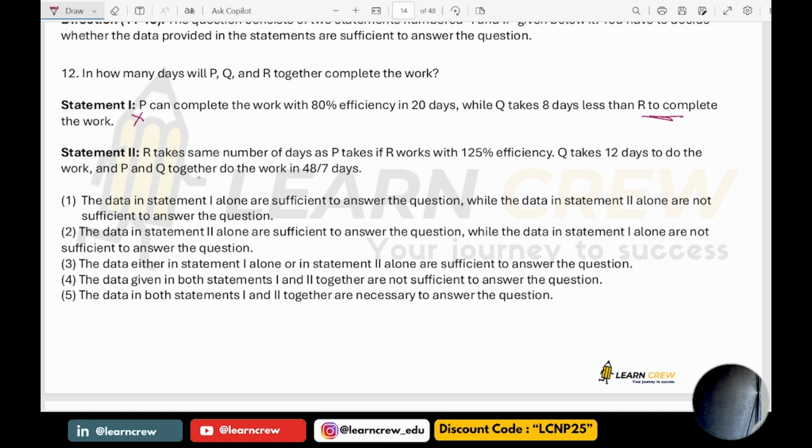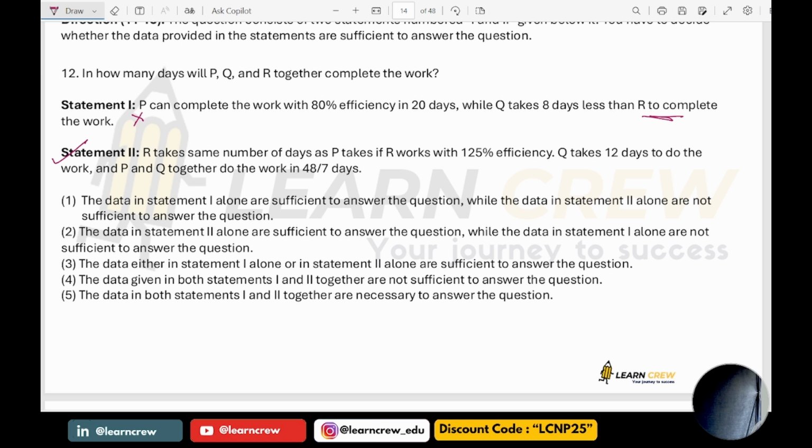What about 2? R takes the same number of days as P takes if R works with 125% of efficiency. Q takes 12 days to do the work if P and Q together do the work in 48 by 7 days. Here you will get the number of days P, Q, R take to complete the work. That's why statement 2 alone is sufficient.